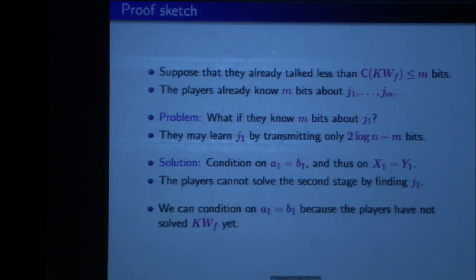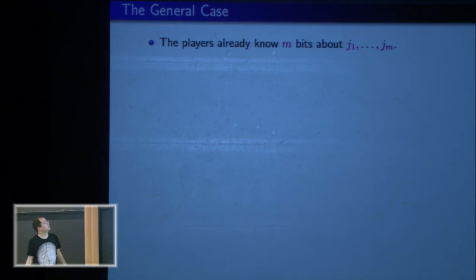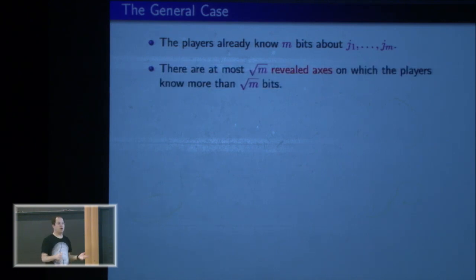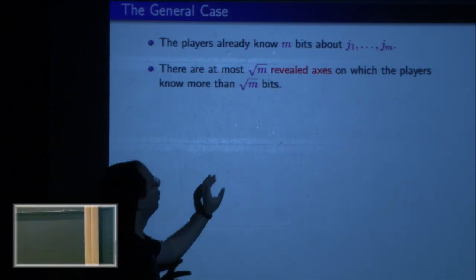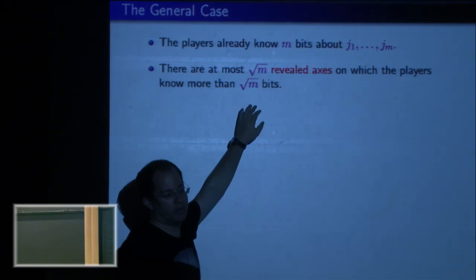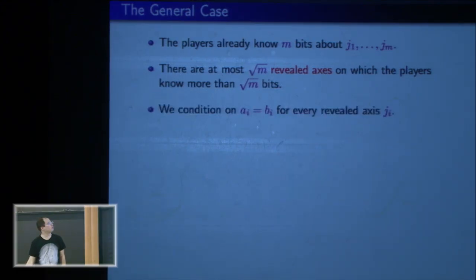Okay, so now this is just the particular case in which they know m bits on J1. What happens in the general case? They know m bits about the axes, and now we are using an averaging argument to argue that there are at most square root m axes on which they know more than square root m bits. Or in other words, on all but square root m of the axes, they know at most square root m bits. And now we are going to condition on Ai equals Bi for every revealed axis.